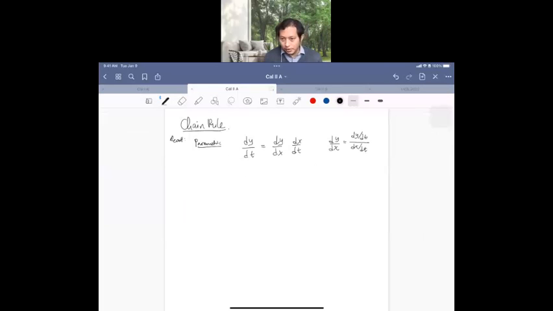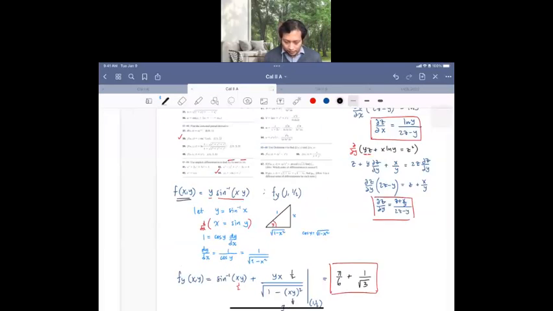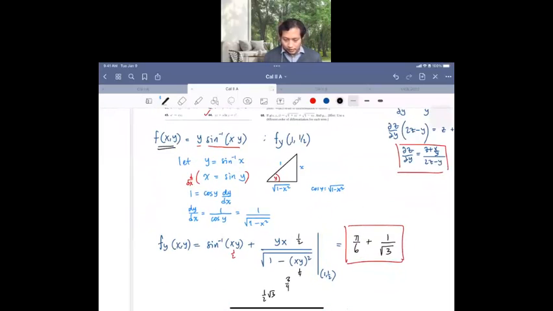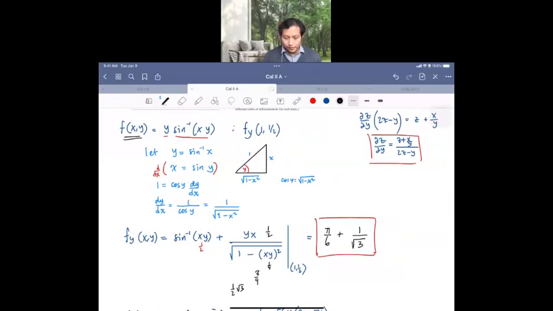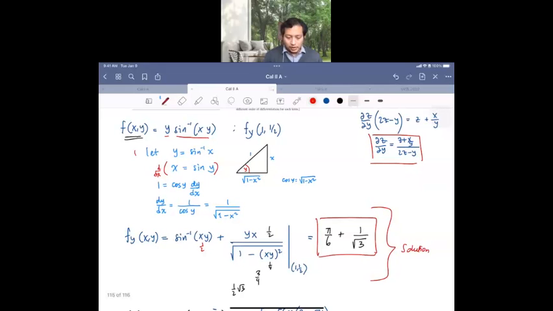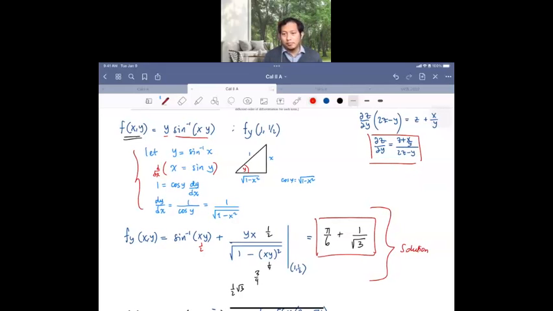Oh, first question here. I think these are solutions. The bottom part, this part is the solution. The top part, this one is just proving the derivative of sine inverse x.